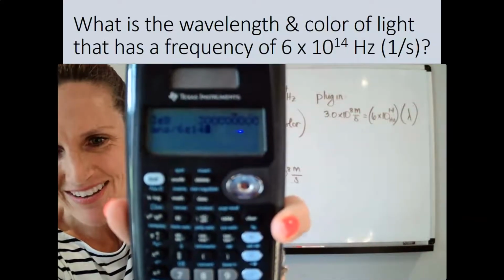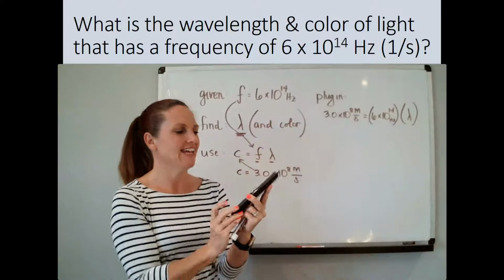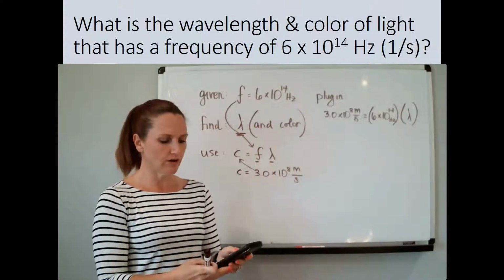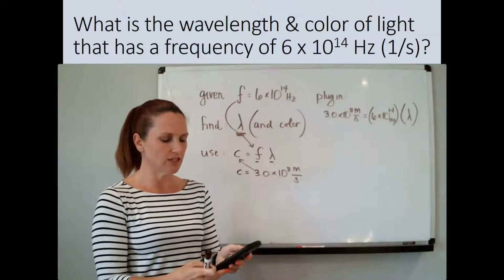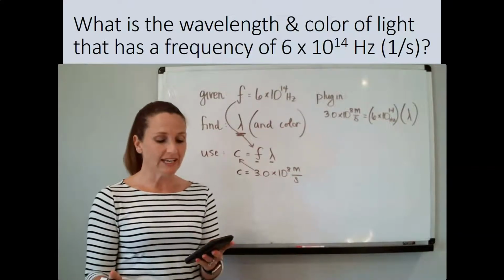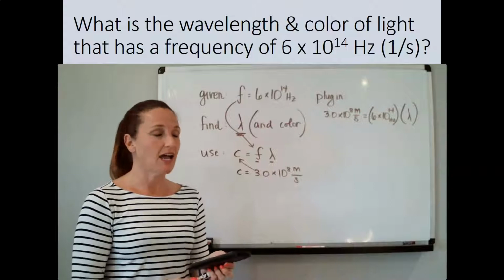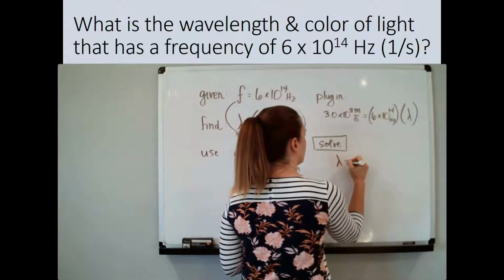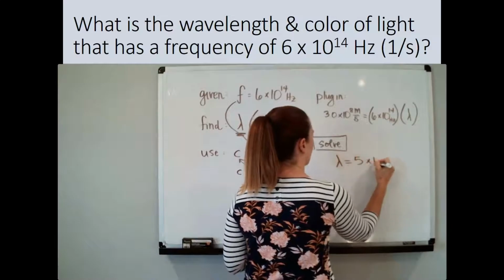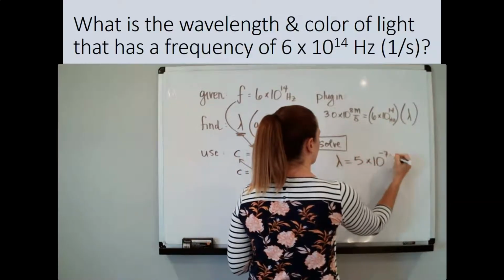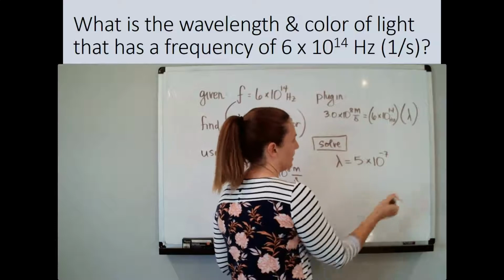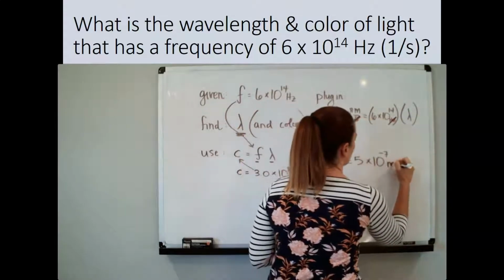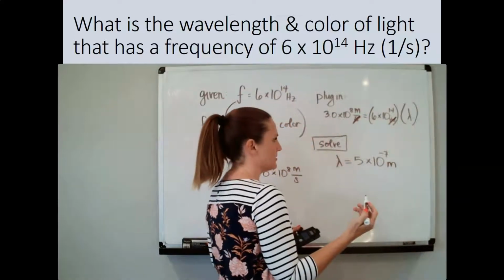Type 6 EE button 14 and hit enter. And we want to put that into scientific notation. So if you don't already have it in scientific notation, you want to do that. My answer that I get here is 5 times 10 to the negative 7. Wavelength equals 5 times 10 to the negative 7. And the unit here, because hertz cancels with seconds, is meters.